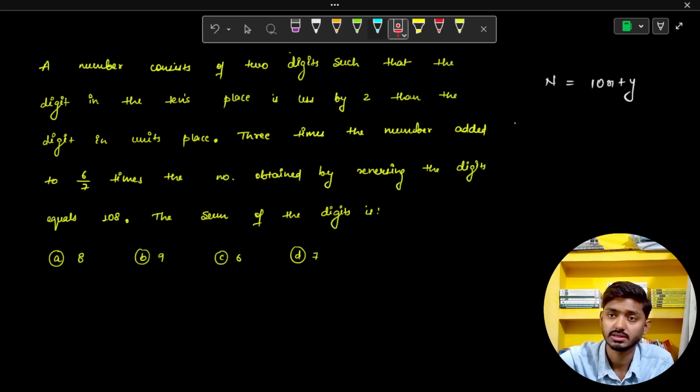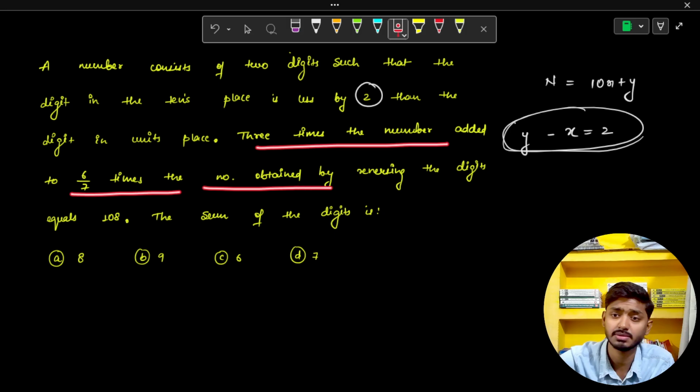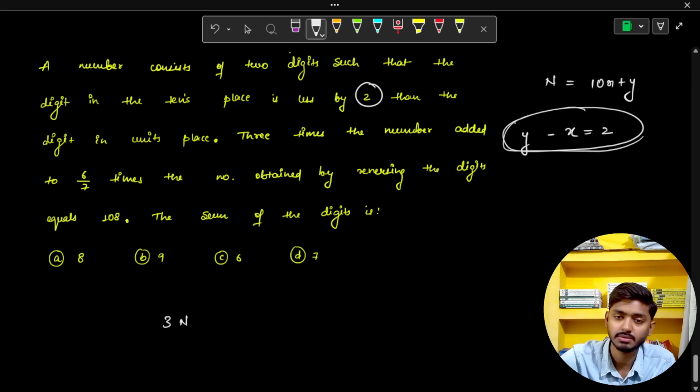We'll write the tens place, which is x, is lesser than the units place by 2. That is y minus x equals 2. We are also told 3 times the number added to 6 by 7 times the number obtained by reversing the digits. We'll write 3 times the number obtained by adding 6 by 7 times the number obtained by reversing the digits. Let's assume the number reversed is n bar equals 108.